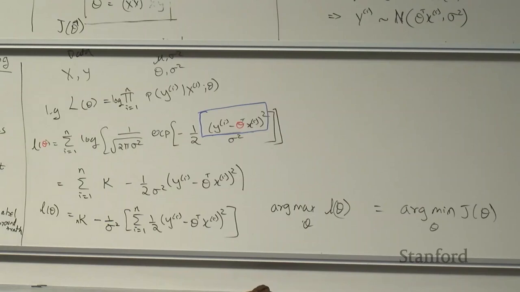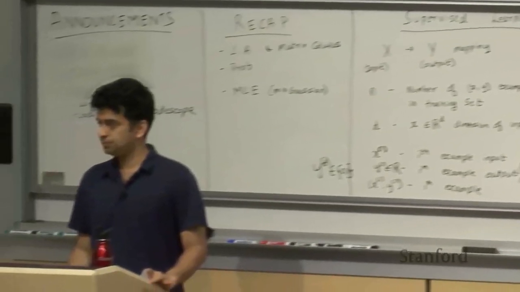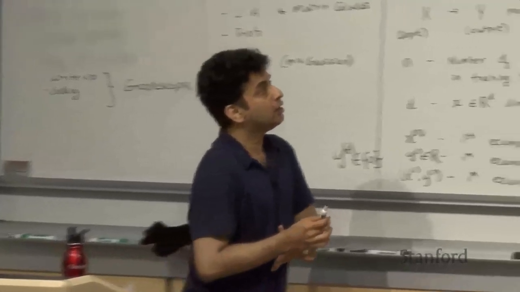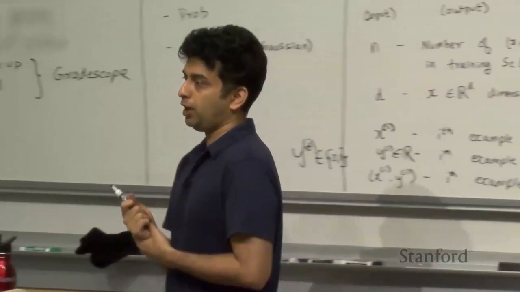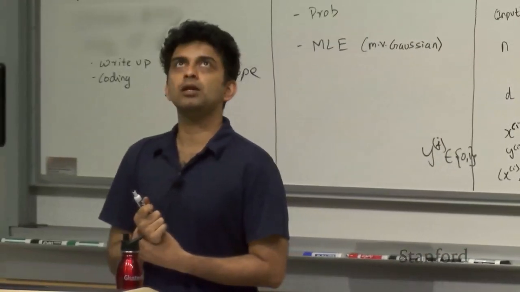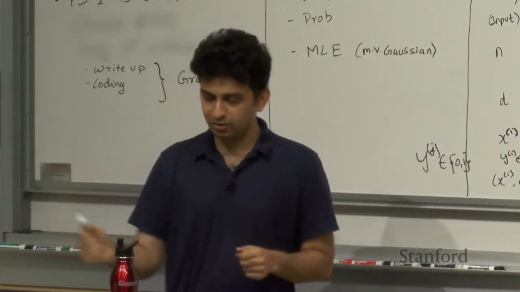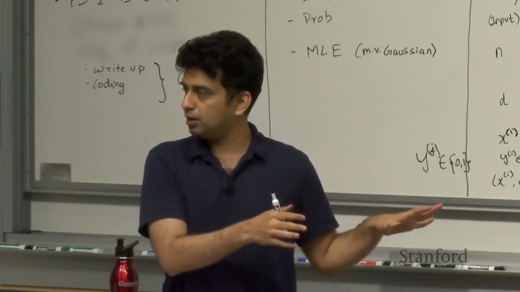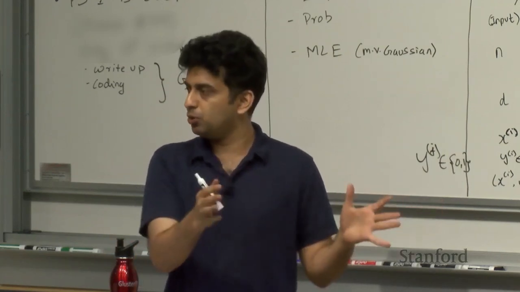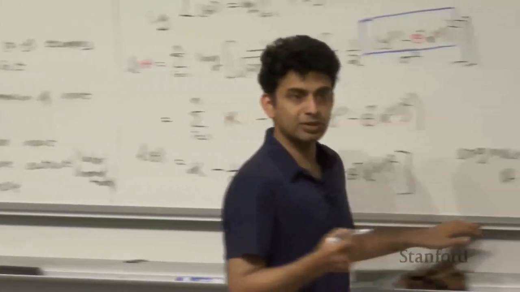This question. Yeah, so the question is, if we made the assumption that epsilon was Poisson instead of Gaussian, what would happen? For that, I would say wait till we cover GLMs. Yes, that's a very good question. What we're going to see is that the maximum likelihood interpretation is actually more general, and you can do many more things. Yes, question.